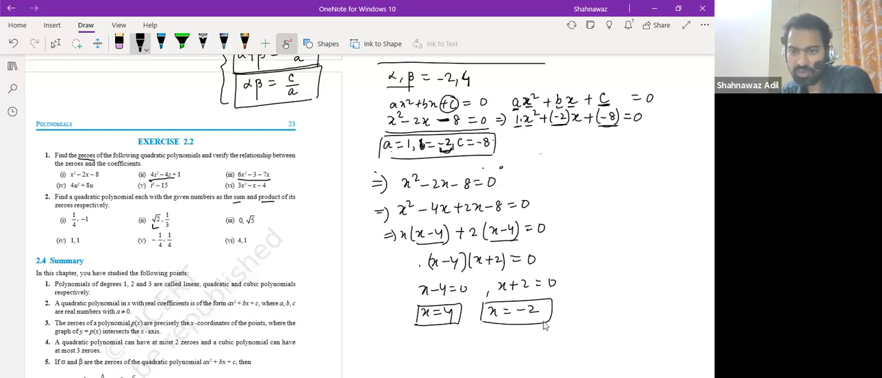These are the two zeros that I get. So you practice the middle term splitting. Okay. Now the second part is that we have to prove the relationship.